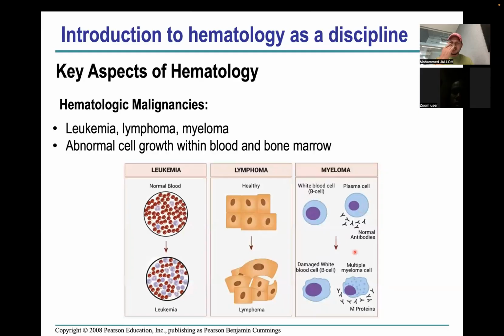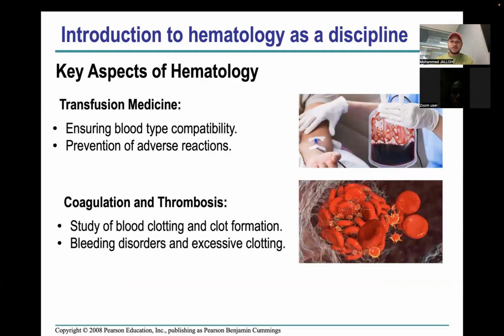So all of these things are disease conditions that happen in people in everyday life. Good. So now another key aspect of hematology is transfusion medicine. Hematology is very, very essential when it comes to blood transfusion or in transfusion medicine.